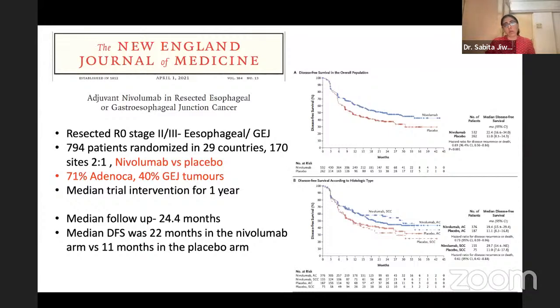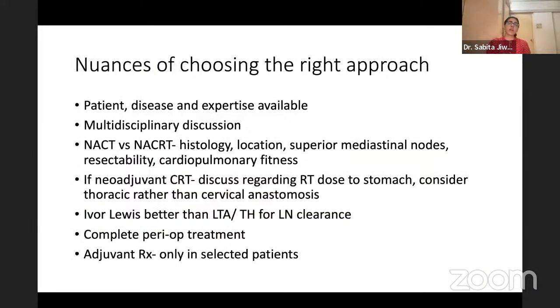year. They followed up the patients for almost 2 years, and they saw there was a doubling in the disease-free survival, and long-term overall survival data is awaited. This was irrespective of the PD-L1 status. But for most patients in our setup, the problem will be the financial toxicity, because the nivolumab was given for 1 year in the nivolumab arm. So there are certain nuances of choosing the right approach.